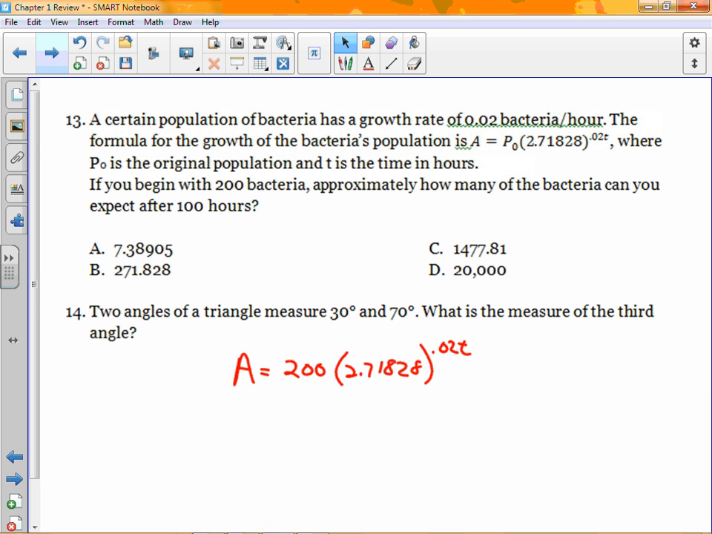What's the sum of the angles of a triangle? This is A? No way it's A. There's no way. If you just plug in 200 times 2.71828 to the second, right? 100 times that is to the second. So that's 1460. This is it. Yeah, I got 1,477.